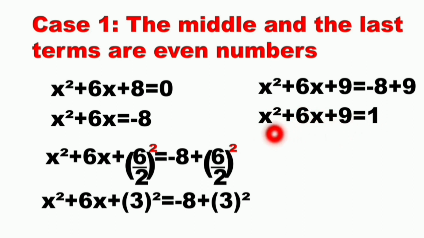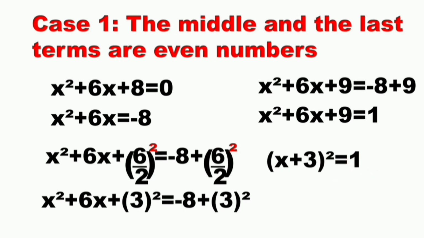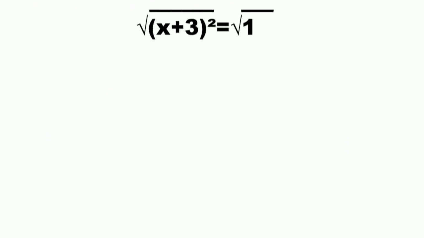Then this one is a perfect square trinomial and can be factored using the number 3 here. So we have now the factor as x plus 3 squared equals 1. And take the square root of both sides of the equation, the left and the right side. Cancelling the square with the square root, we have x plus 3 equals 1. And since this is from a square root, this is plus or minus, positive or negative 1.